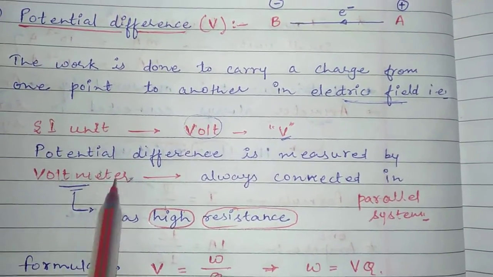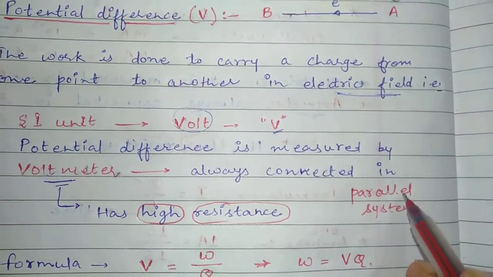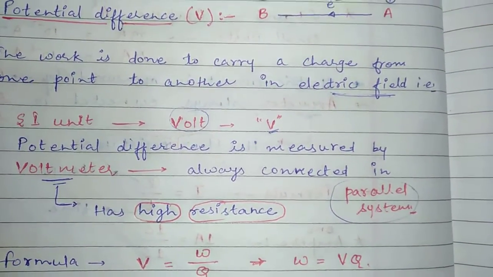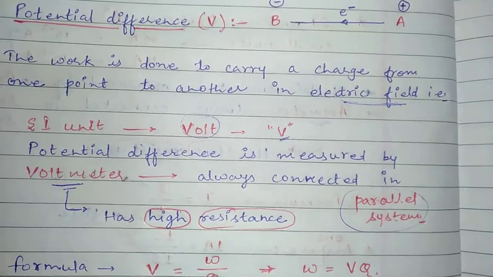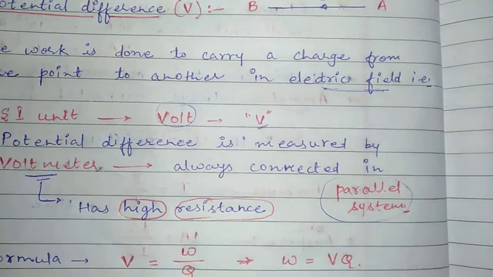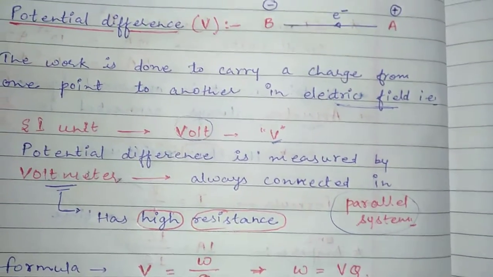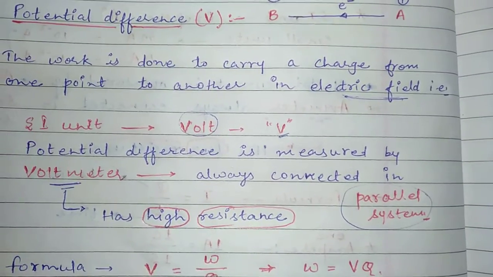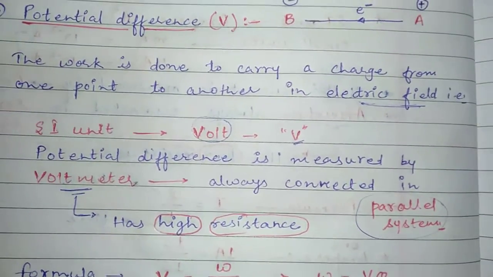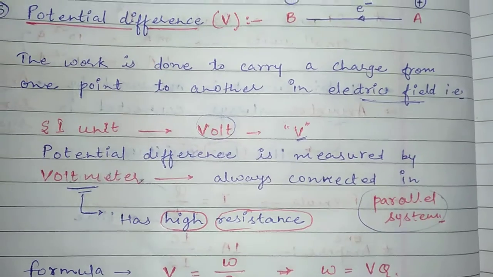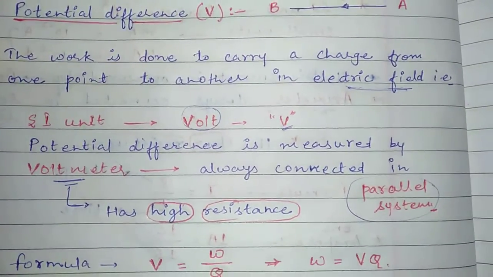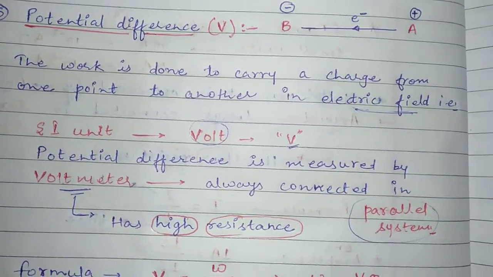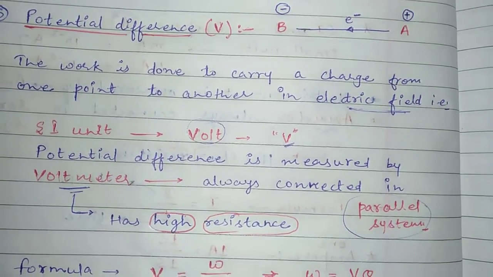For that we require a voltmeter, and the voltmeter is always connected in parallel. Why is it always connected in the parallel system? Because it has high resistance. If we connect it in the series system, what will happen? It consumes too much current, and because of that our appliances cannot work properly.